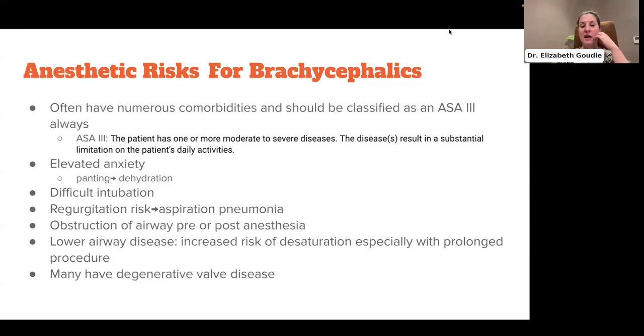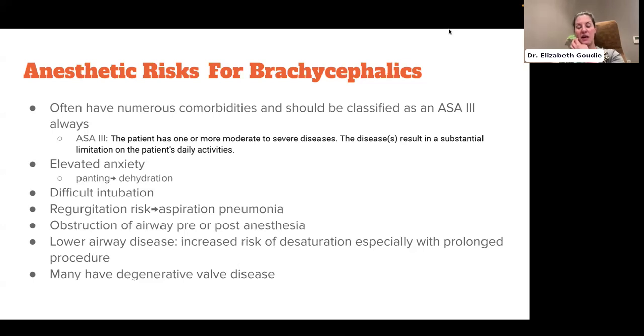These guys often have lower airway disease. We kind of talked about this already. Do they have silent pneumonia? Do they have chronic bronchitis? Just inflammation in their airway as well. And then you have a prolonged procedure where maybe they're on their back or on a side, and you get a patient that has a fair amount of atelectasis. Combine that with the upper airway obstruction and your lower airway disease, and you're primed for a patient that can't oxygenate well in the post period.